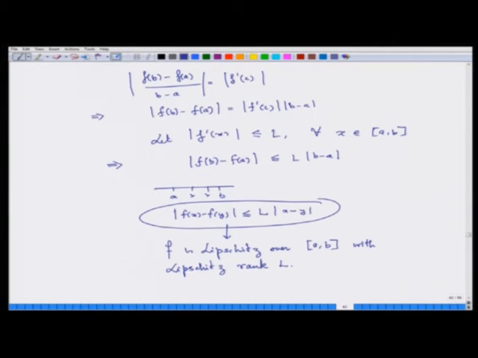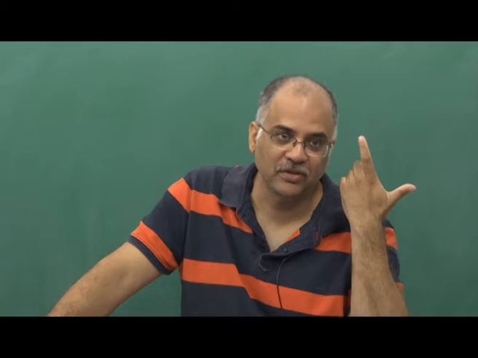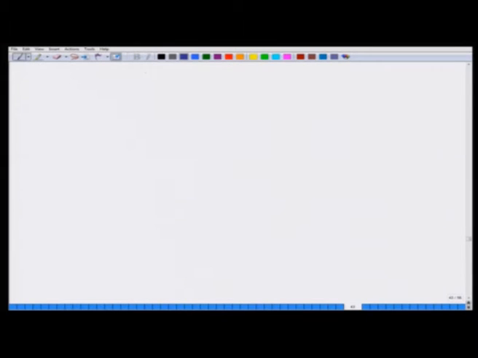A very unlikely function which satisfies the Lipschitzianness over any given interval is a sine function. So, for example, take any a strictly less than b, and you can write (sine b minus sine a) by (b minus a) is equal to cos of some c, applying the mean value theorem, where c is lying strictly between a and b.